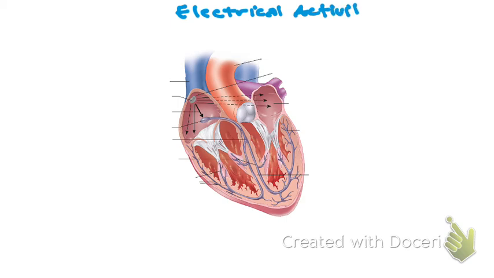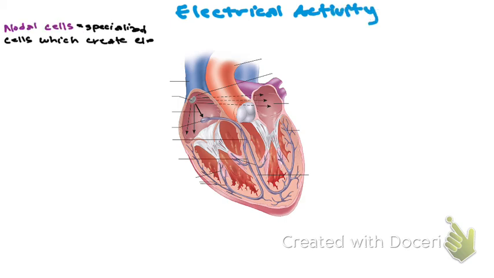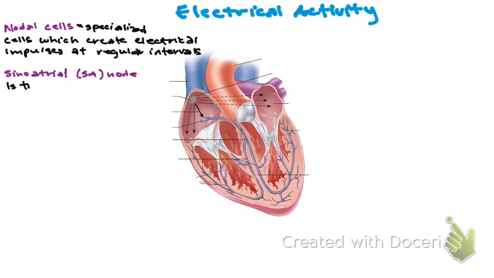Okay, let's look at the electrical activity of the heart. Nodal cells are specialized cells which create electrical impulses at regular intervals. The sinoatrial node is the heart's pacemaker. So this is where most of the heart rate and the command of the electrical system of the heart comes from, the SA node, when the heart is healthy.